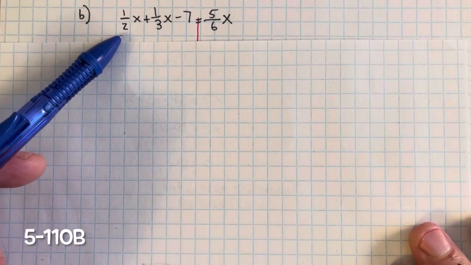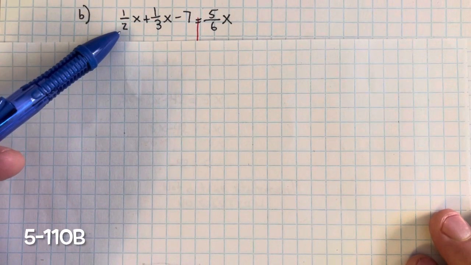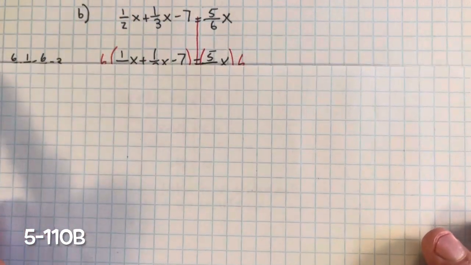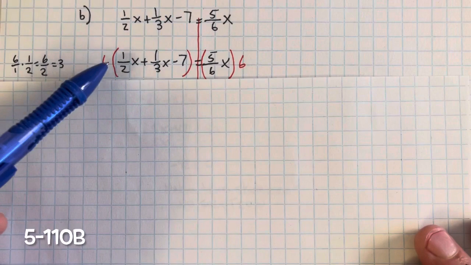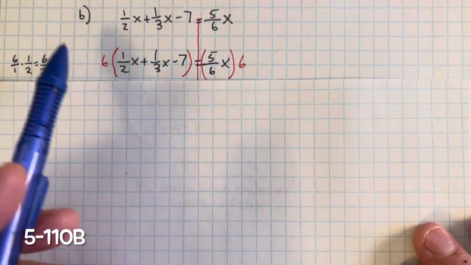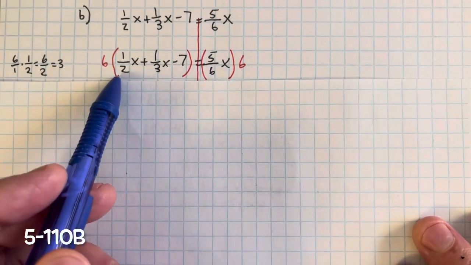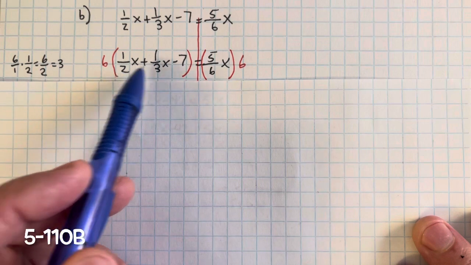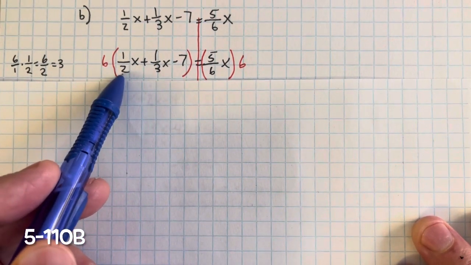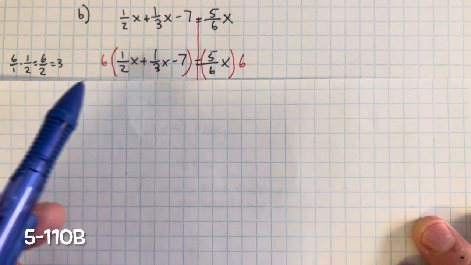For B, we first want to use the fraction buster method to get rid of all of these fractions. And the way you do it is by multiplying each of these terms by a common multiple of these three. So the least common multiple of 2, 3, and 6 is 6, because 2, 4, 6, and then 3, 6, and then 6 is just 6.